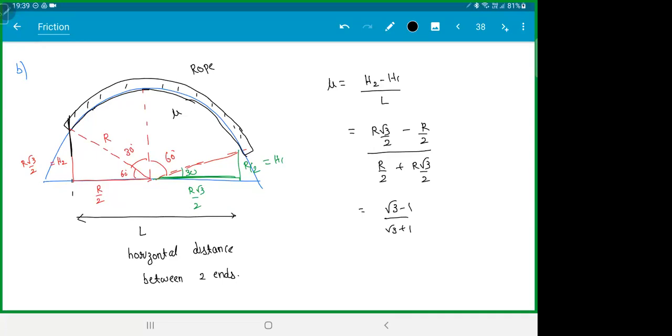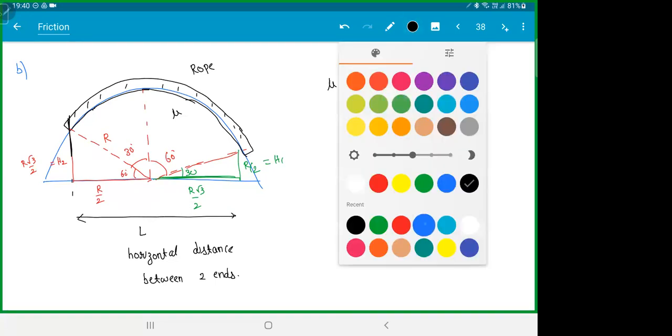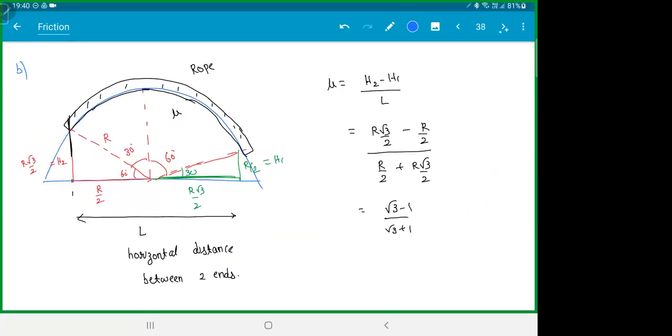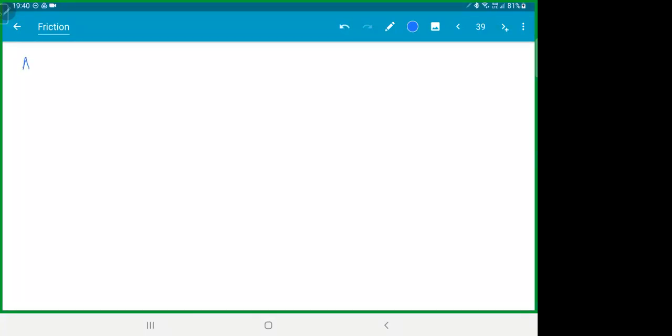Clear? Next one. Easy stuff. This is a good one. If you remember the formula, it is pretty easy to solve, or else it becomes complex. Next one. Angle of repose.